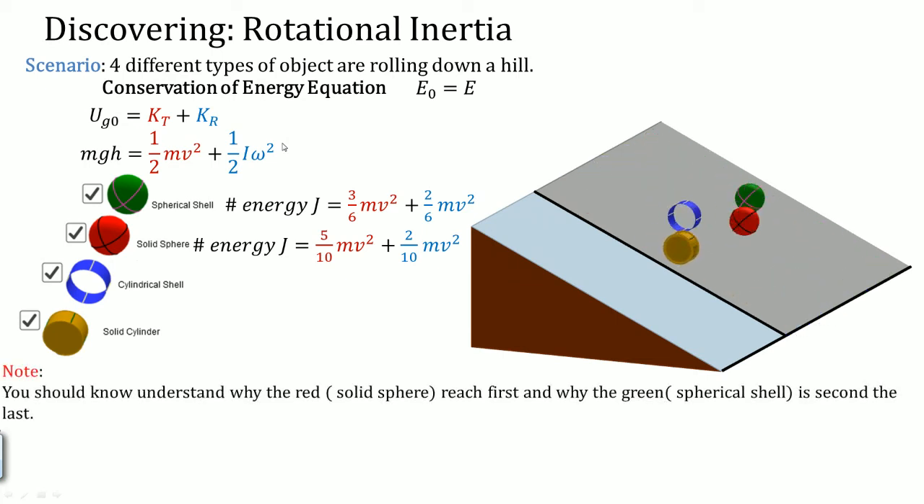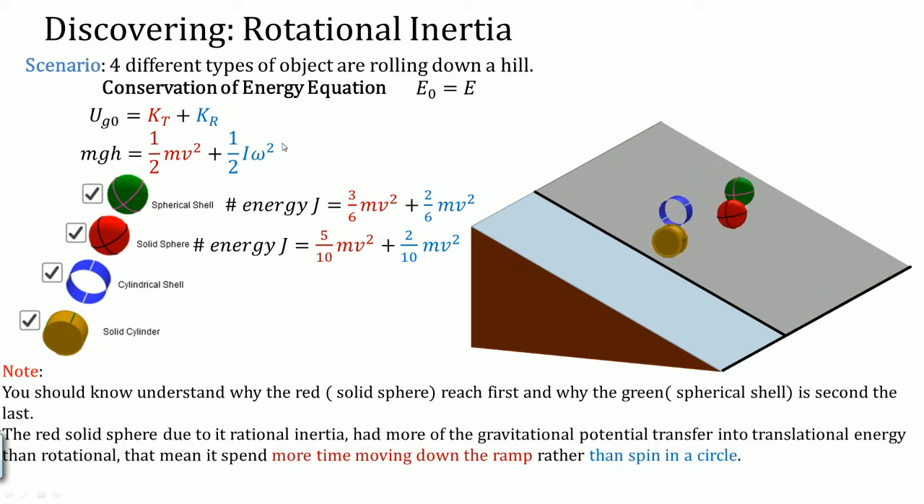One, you should now understand why the red solid sphere reaches first and why the green sphere is second to last. The red solid sphere, due to its rotational inertia, had more of its gravitational potential translated into translational kinetic energy, which is 5/10, than rotation, which is 2/10. This means it spends more time moving down that ramp.